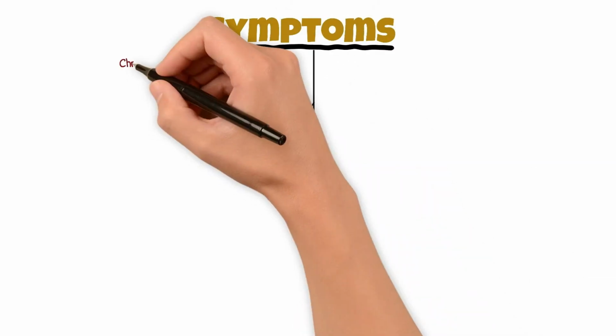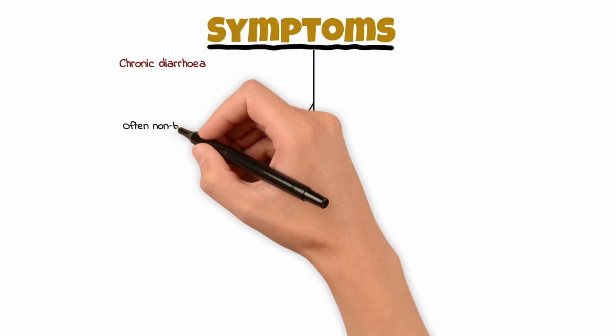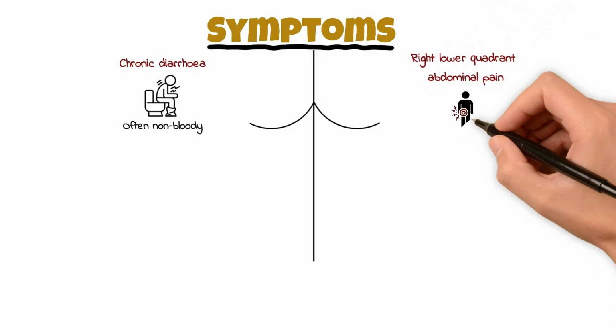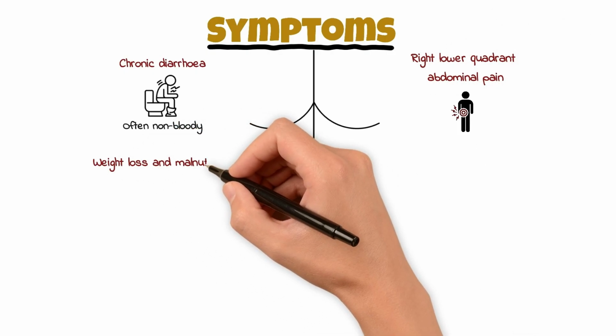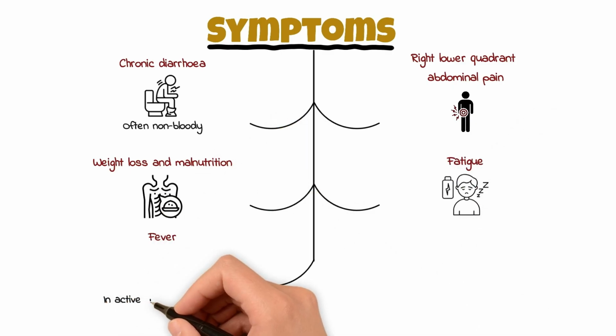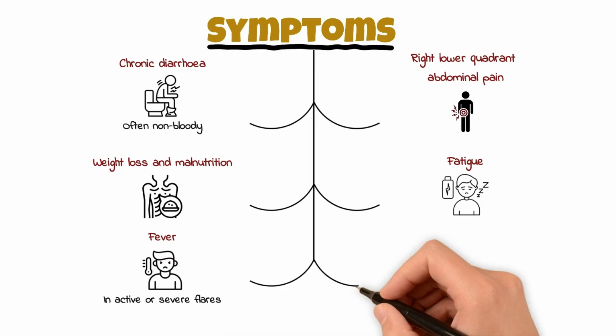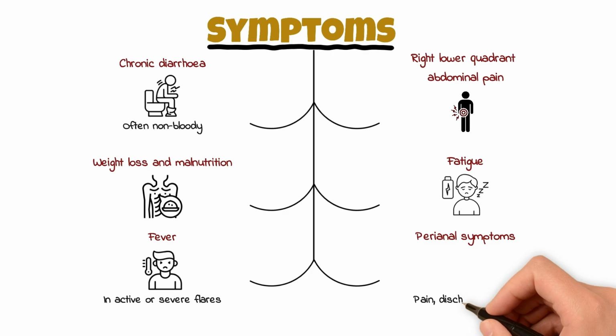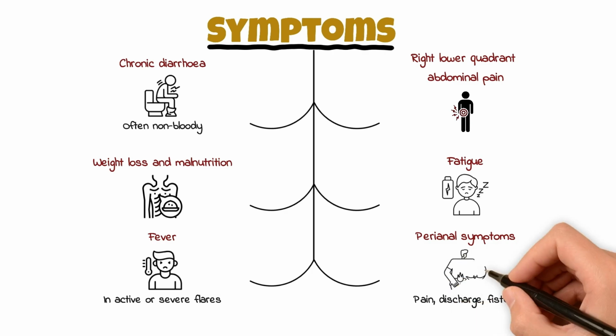Symptoms: chronic diarrhea, often non-bloody. Right lower quadrant abdominal pain. Weight loss and malnutrition. Fatigue. Fever in active or severe flares. And perianal symptoms, for example pain, discharge, fistulas.